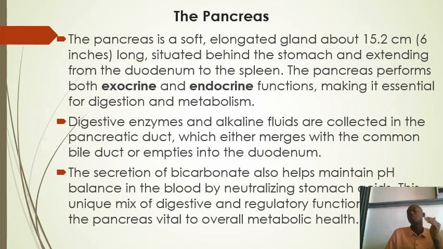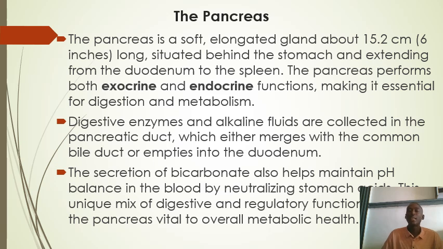The next one is the pancreas. The pancreas is a soft, elongated gland. It is situated behind the stomach and extends from the duodenum to the spleen. The pancreas performs both exocrine and endocrine functions, making it essential for digestion and metabolism.